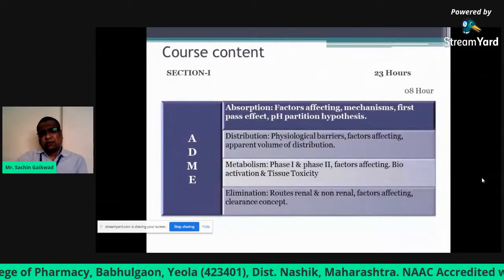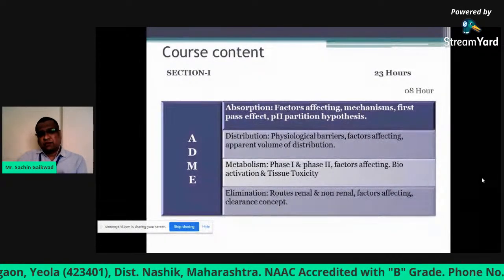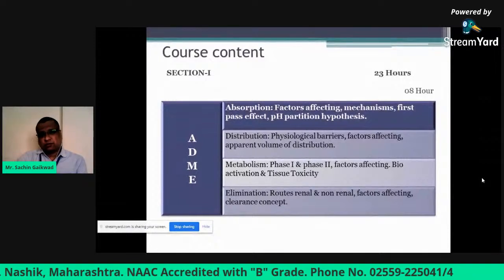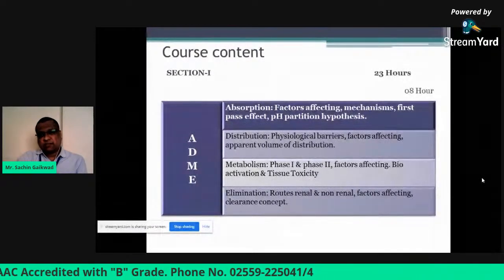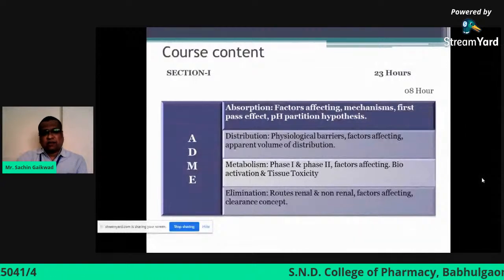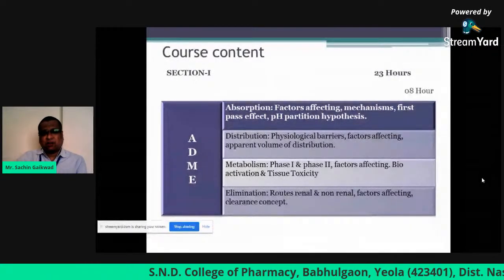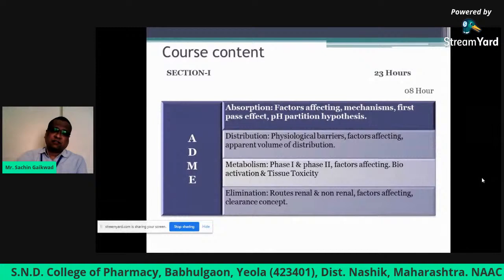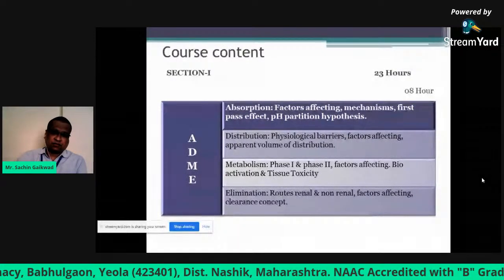After that, an important point is the elimination. The various routes through which the elimination will take place. After that, renal route, non-renal route, factors affecting, and clearance concept. We have to study all these points under this chapter. This is a huge chapter.